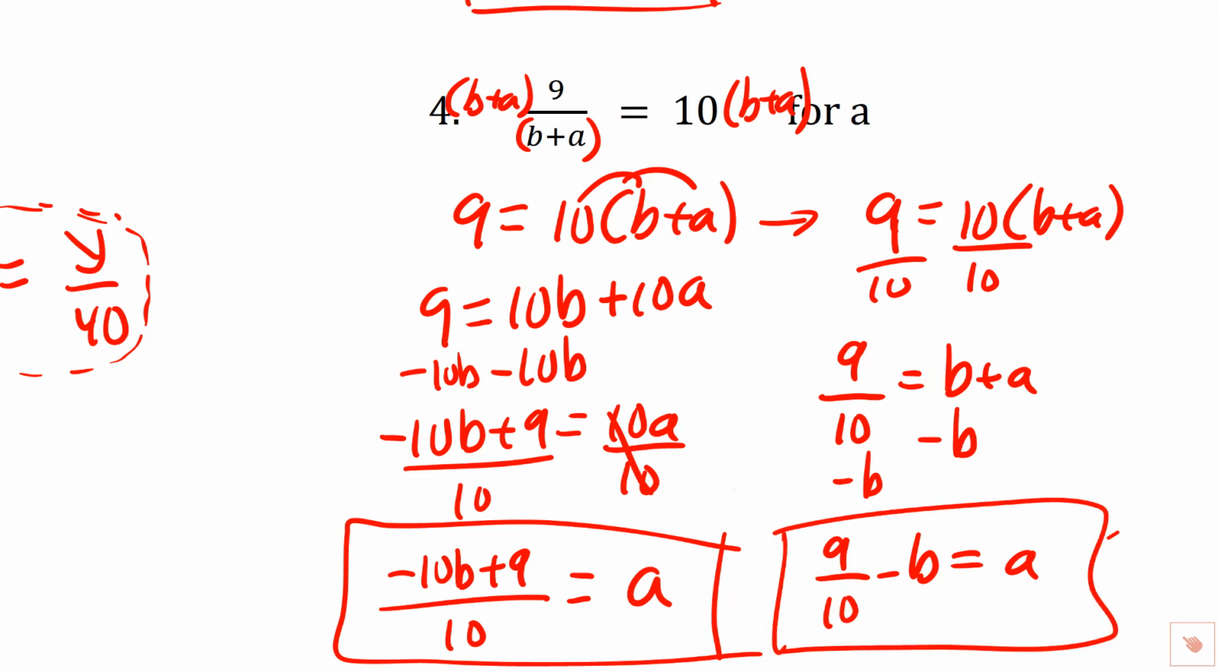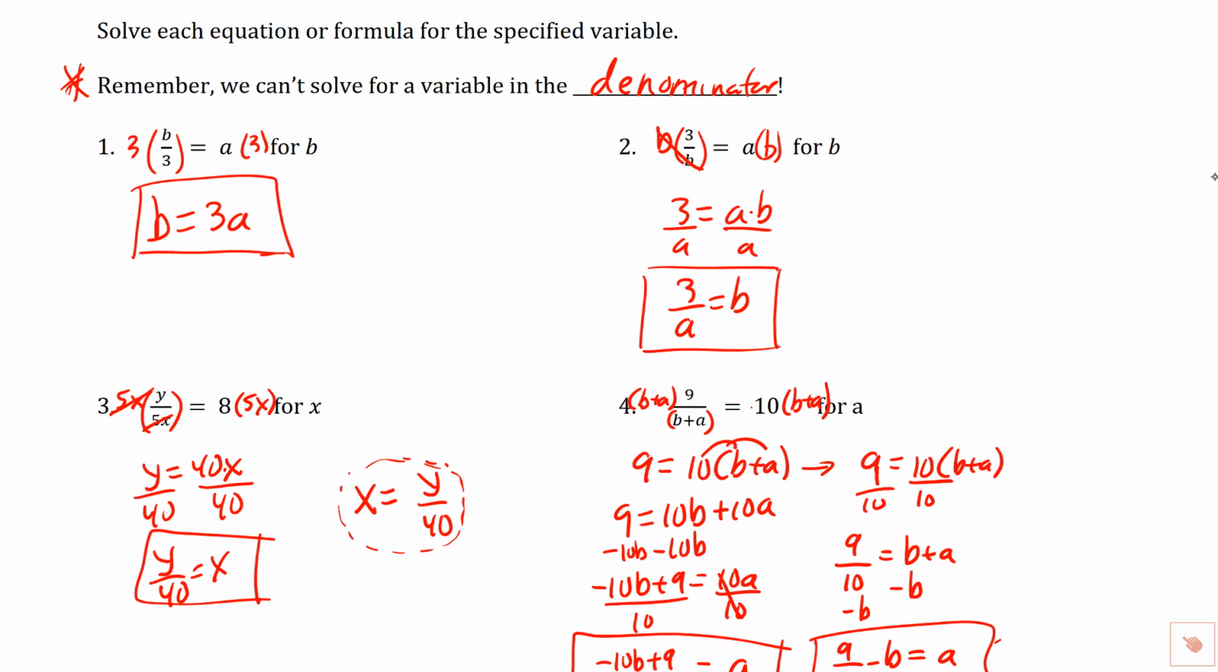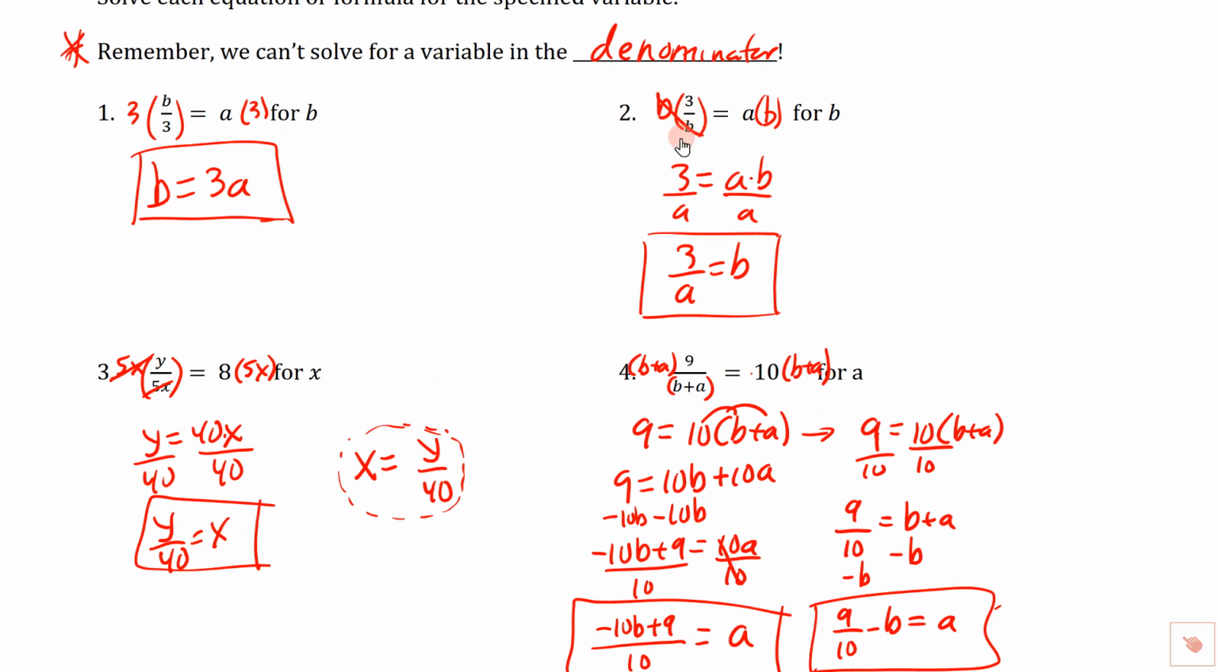These come up occasionally. Might be a good idea to look at. But for the most part, if you can solve the simple ones, you're in really pretty good shape. So remember, we can't solve for a variable when it's in the denominator. So our trick is to multiply by that variable that's in the denominator, and then we get an equation that's relatively easy to solve. All right, good luck.